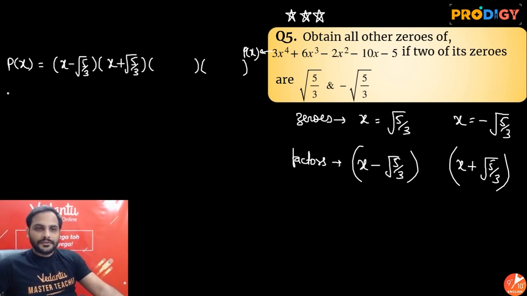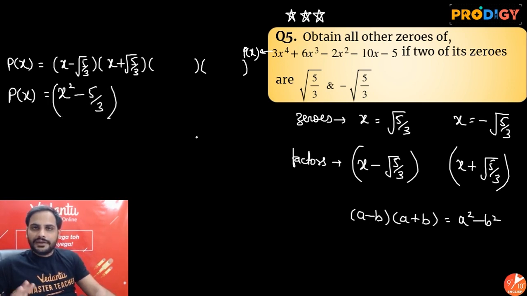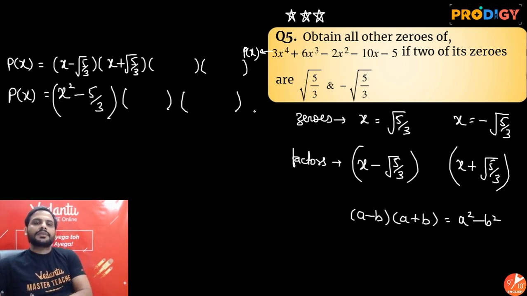Multiply them. So p(x) will be equal to, now see here, (a minus b) into (a plus b). We know (a minus b) into (a plus b) is a square minus b square. So it will be x square minus (root 5 by 3) whole square, which is 5 by 3 only. And then we have the remaining 2 factors over here as well.